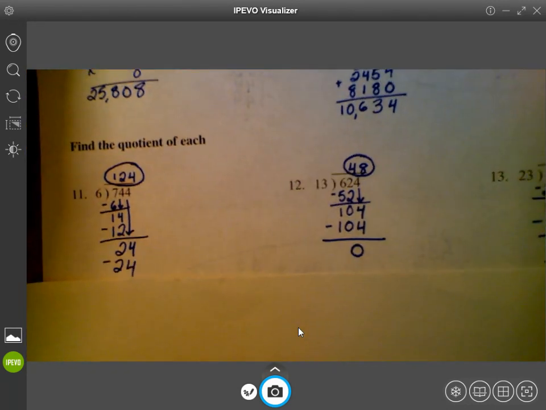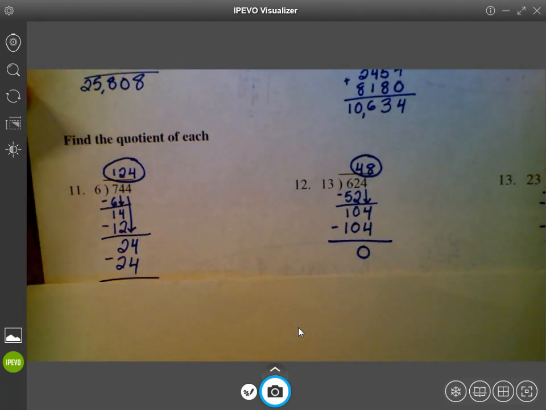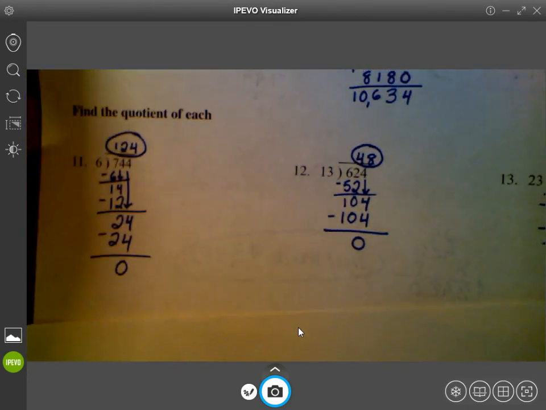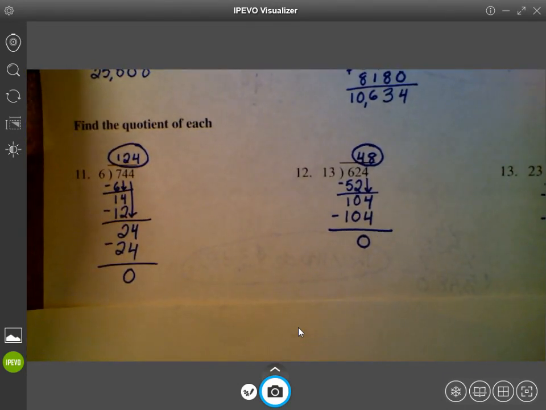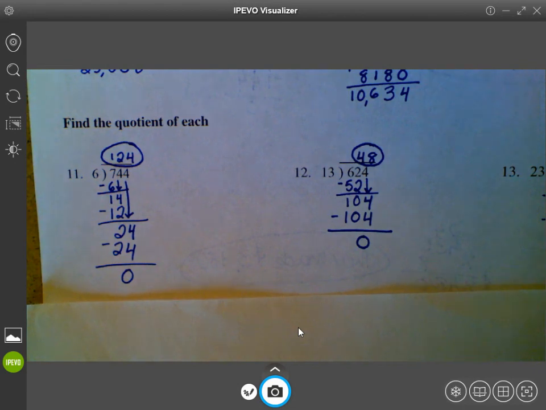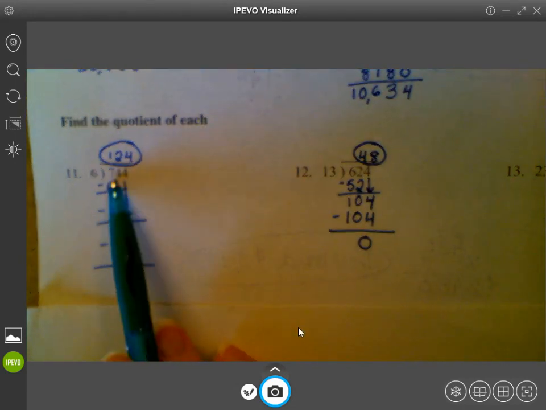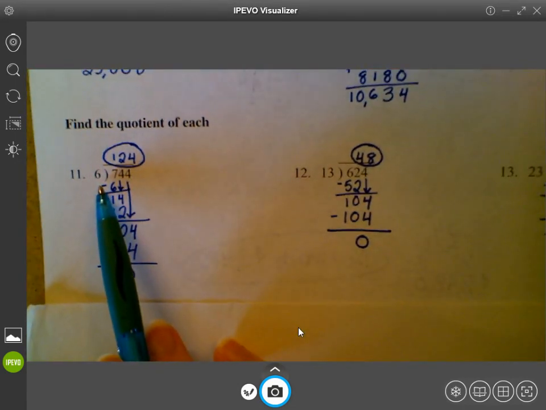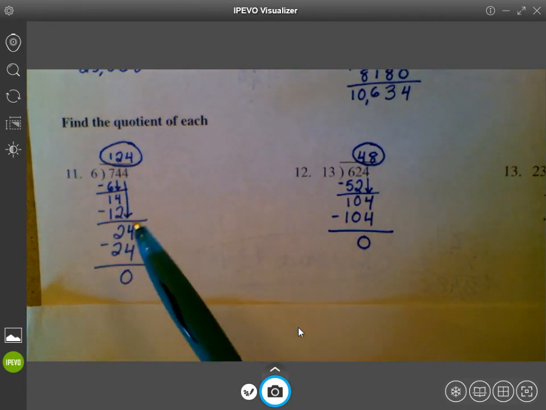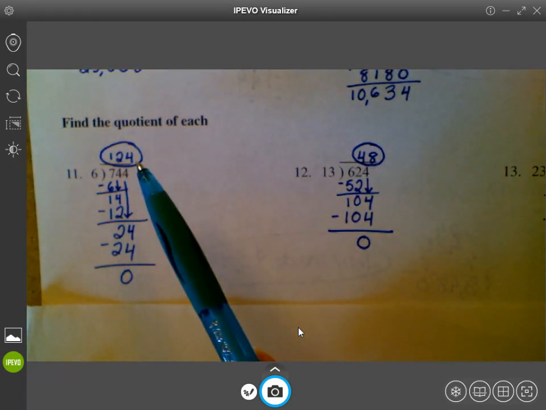Then we had finding quotients. So I know 13 is off to the side. We'll do 11 and 12 first, then I'll scoot it over for 13. So for number 11, they asked you to divide 744 by 6. So when we do that, we should wind up with 124 as our answer.